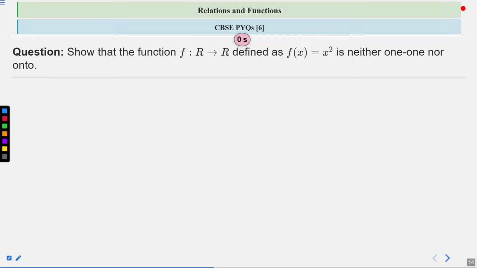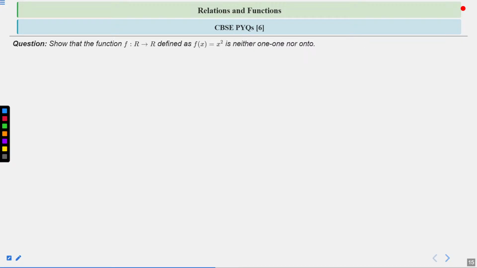Okay, let us move to the solution part. The question was, show that the function f from R to R defined as f(x) = x square is neither one-one nor onto, right? We have to show that the defined function f(x) = x square is neither one-one nor onto. So let us move to the solution part.